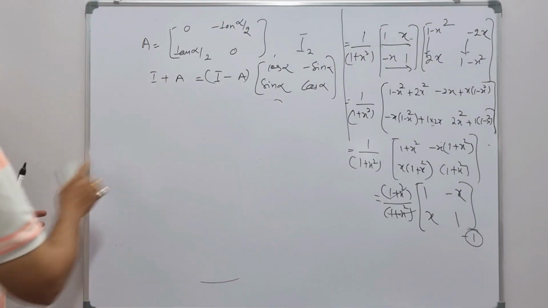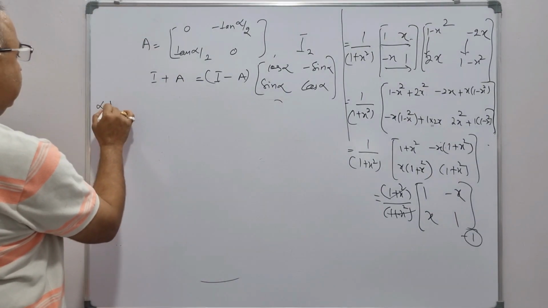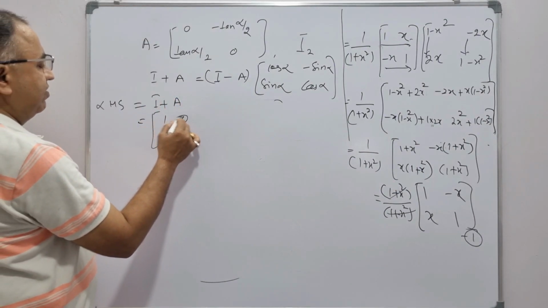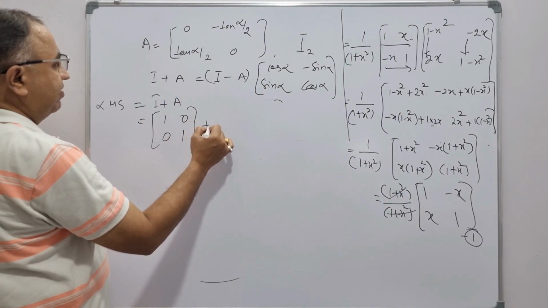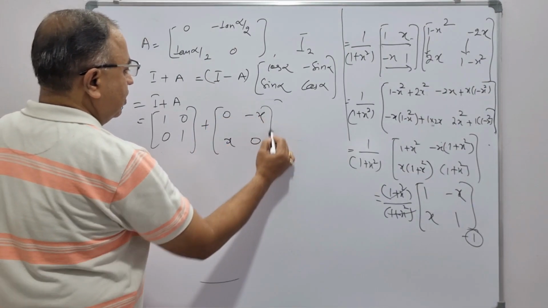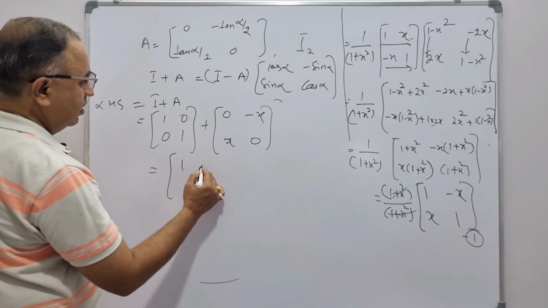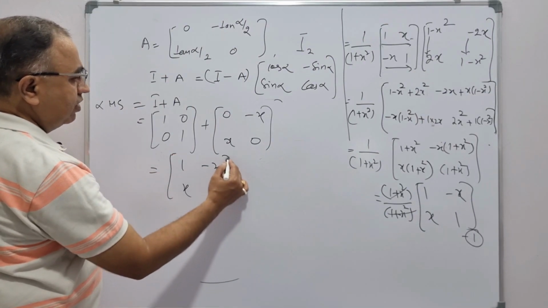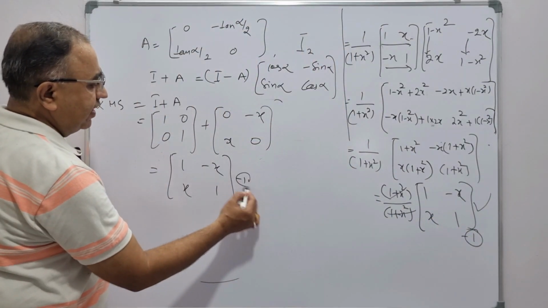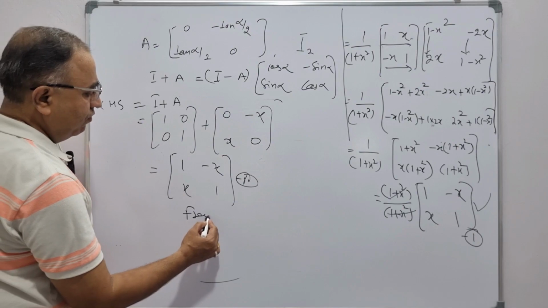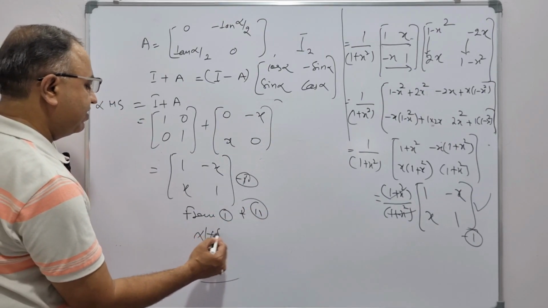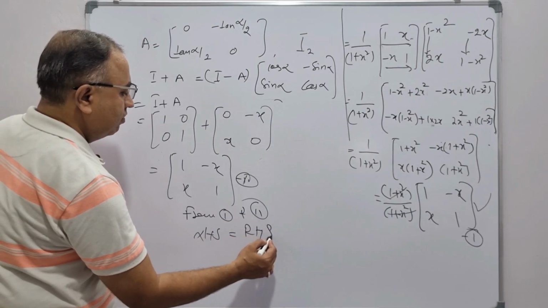Now come to the left hand side part. The left hand side is I plus A, simple. I means 1 0, 0 1, the 2 by 2 identity matrix, plus A means 0 minus x, x 0. Add both, it's 1 minus x, x 1, which is the same as here in equation number 1. This is first, this is second. So from first and second, we can easily verify that the left hand side is the same as the right hand side.